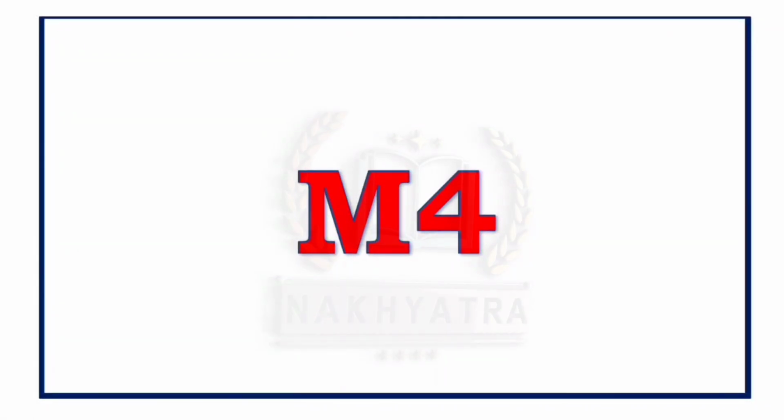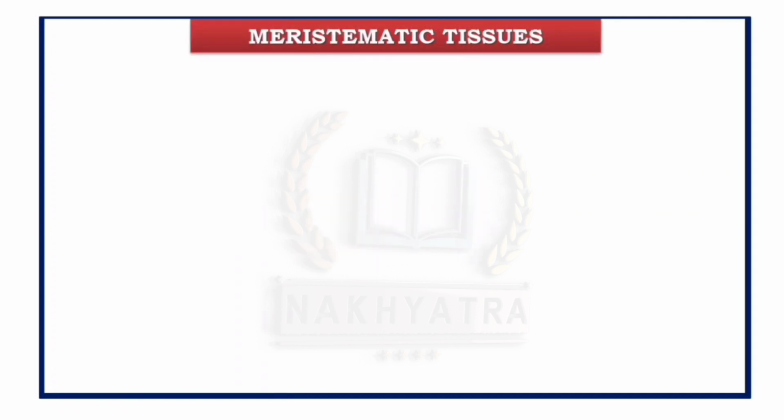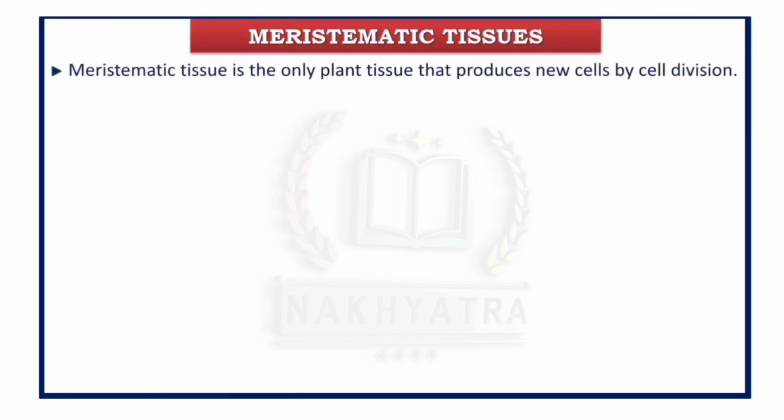So this is our lesson number 2 of the chapter tissue. So here we will study about meristematic tissues. Now let's see what is meristematic tissue. Meristematic tissue is the only plant tissue that produces new cells by cell division.